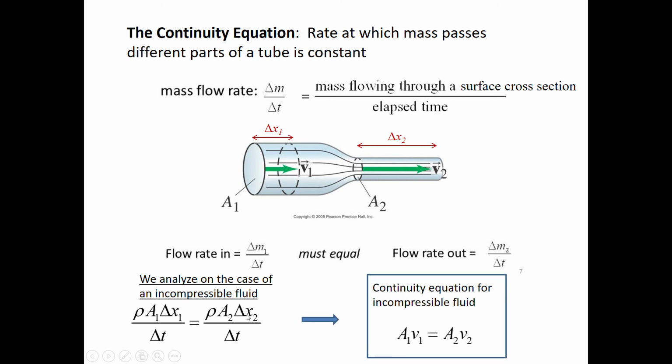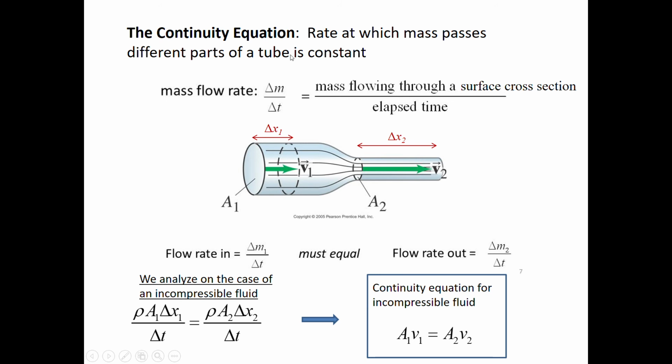So we cancel out the rho, and then don't cancel out the delta t, and use the fact that delta x1 over delta t, that's how far the fluid moved in a certain amount of time, divided by that time. That's just the rate at which the fluid is moving there. In other words, the velocity at point 1, versus the velocity at point 2.